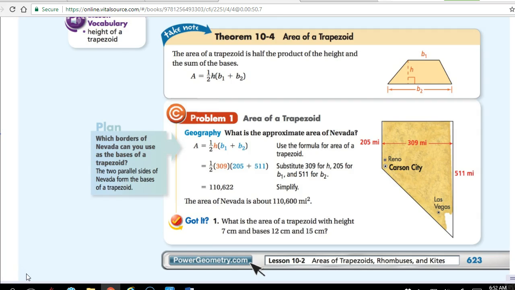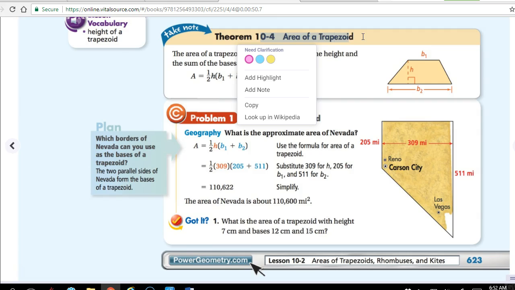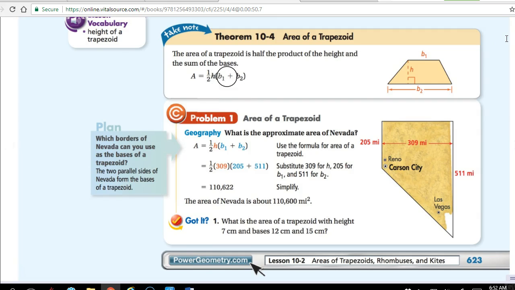Now, before we find the area of a trapezoid here, we need to understand what the formula is, because basically you're going to use the formula that the area of a trapezoid is 1/2 its height. Now, how do we know where the height is?